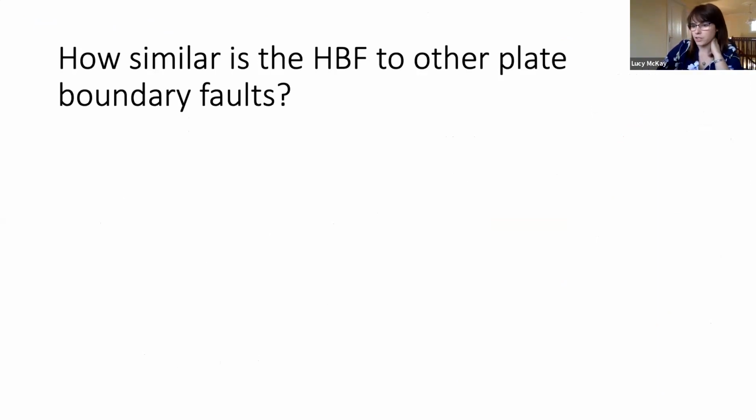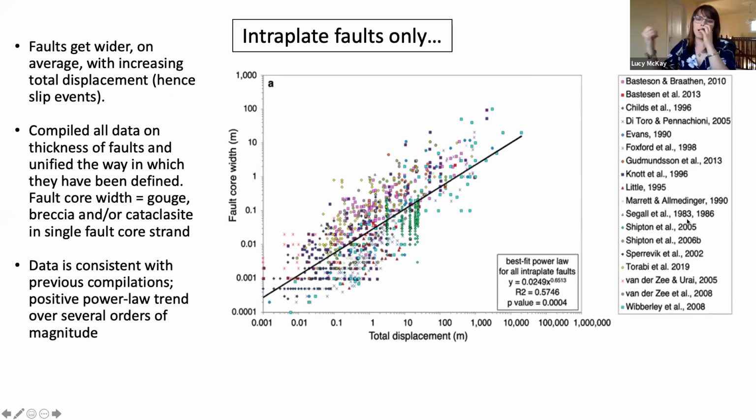But there's one other question that arose, which was, well, why does this matter, and how similar is the Highland Boundary Fault to other plate boundary faults? So if you can remember back to the very beginning when I gave an introduction of faults and I showed that graph, faults typically get wider with increasing displacement. And this increase in width occurs due to the way that the faults grow. But the vast majority of that data set was in intraplate faults, and plate boundary faults have largely been excluded.